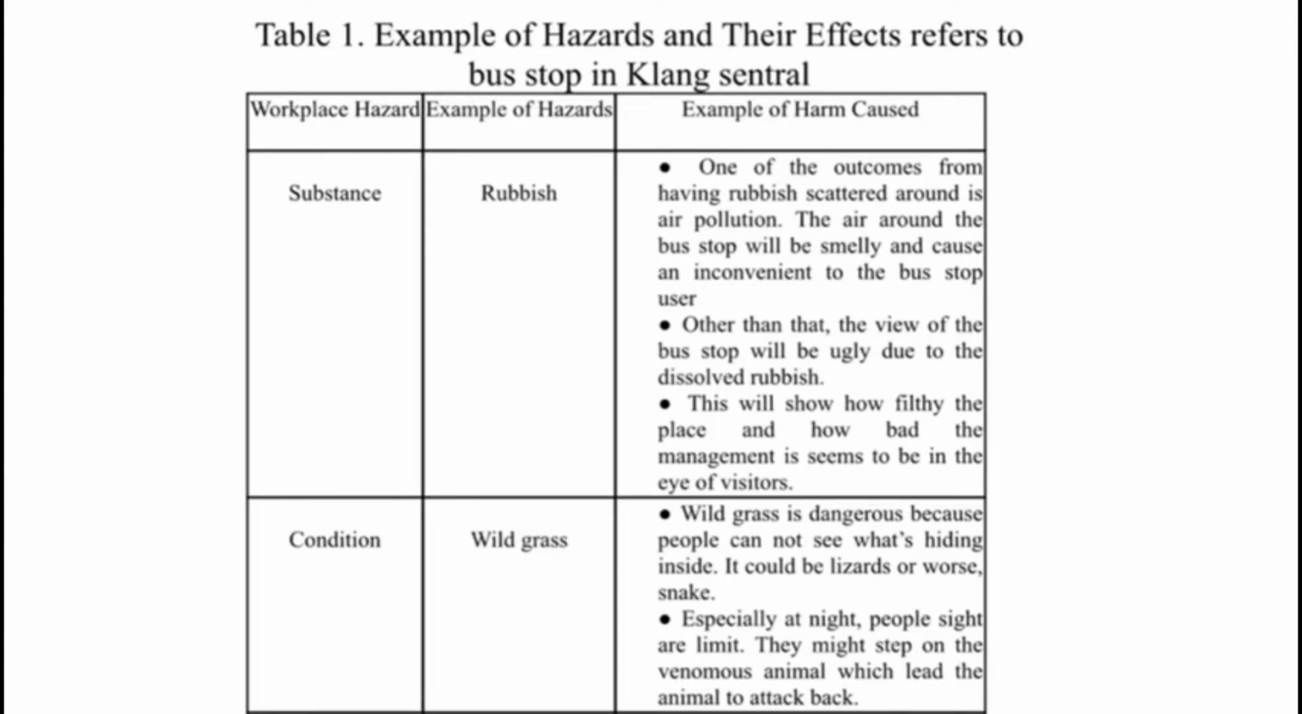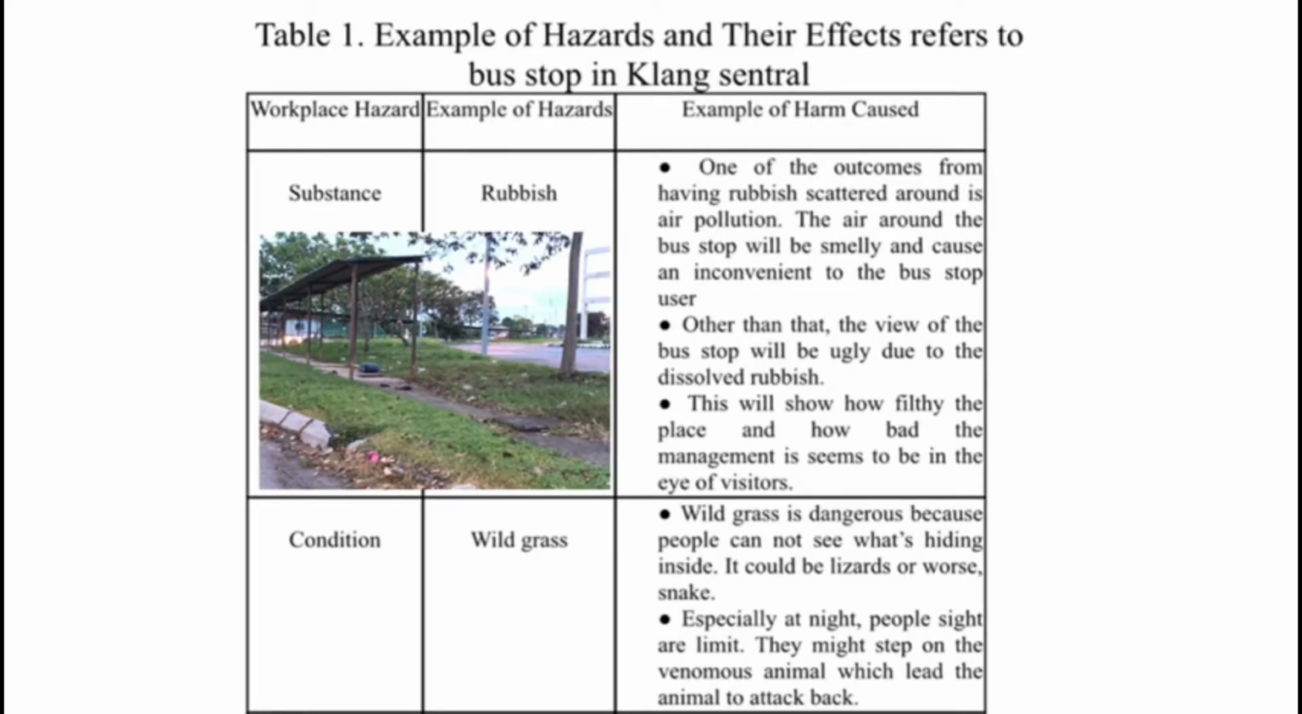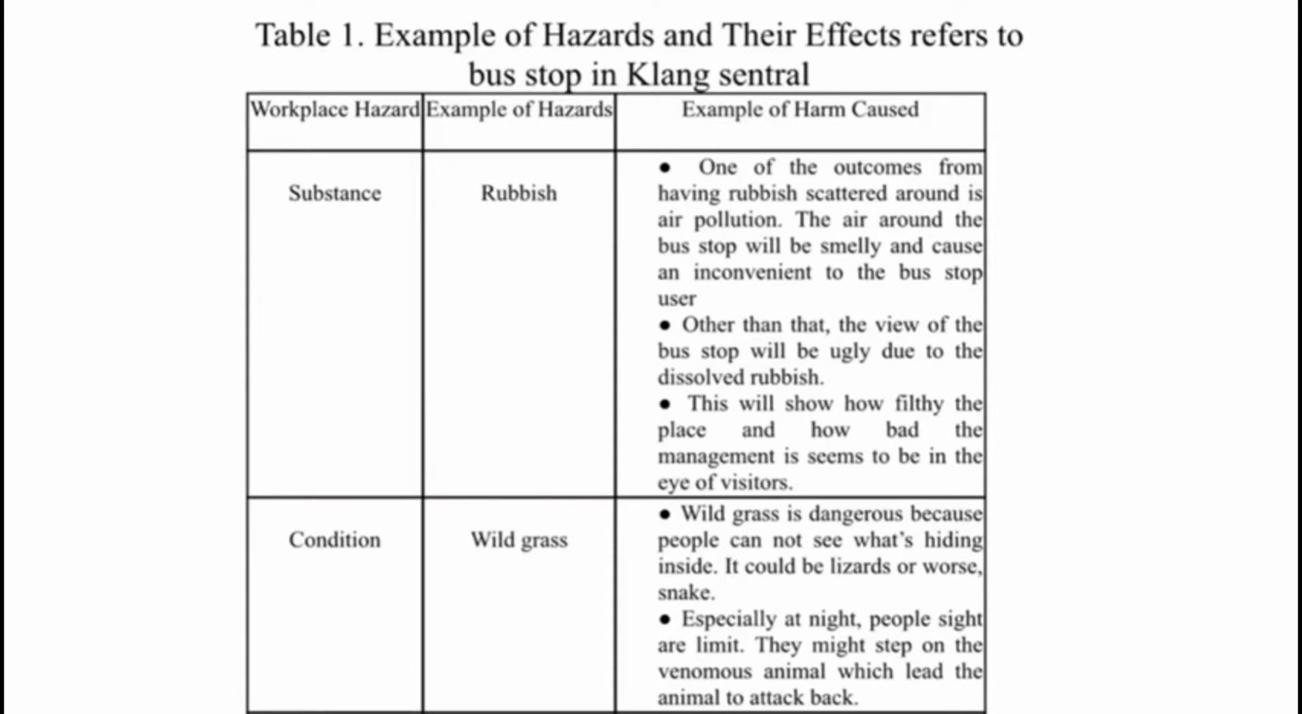Table 1. These are examples of hazards and their effects, referring to the bus stop in Klang Sentral. Number 1. Rubbish. One of the outcomes from having rubbish scattered around is air pollution. The air around the bus stop will be smelly and cause inconvenience to the bus stop users. Other than that, the view of the bus stop will be ugly due to the scattered rubbish. This will show how filthy the place is and how bad the management seems to be in the eyes of visitors.